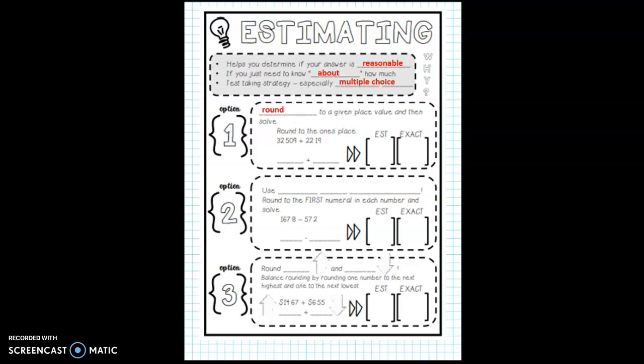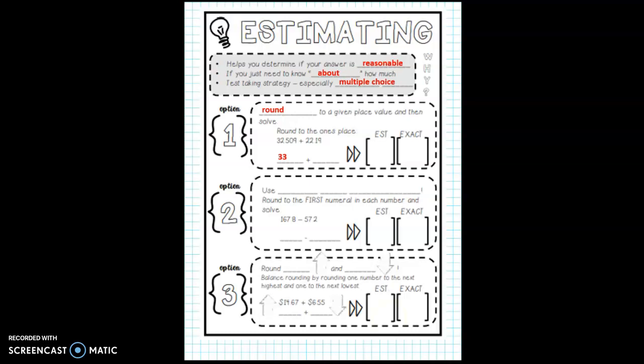First, you can round to a given place value and then solve. If we're going to round, in this example, to the ones place value, it means we're just getting rid of all of the decimal place values. 32 and 509 thousandths. Because there is a 5 in the tenths place, we are going to round 32 up to 33.